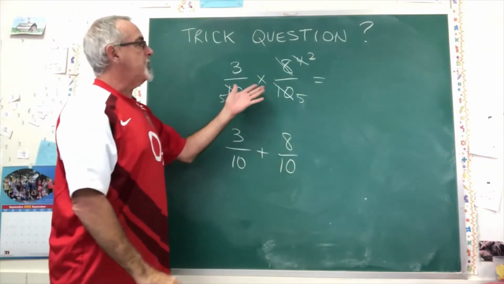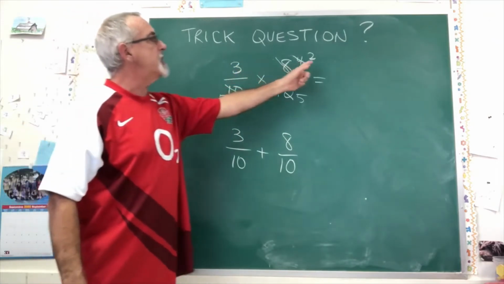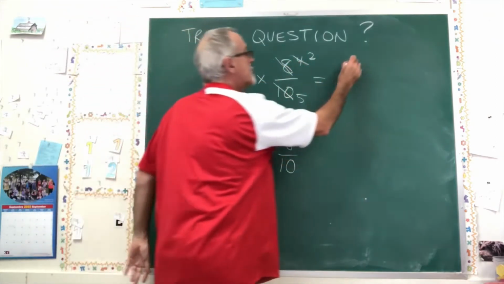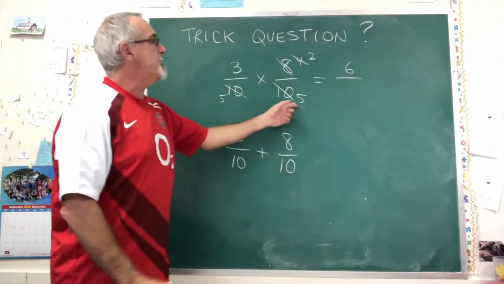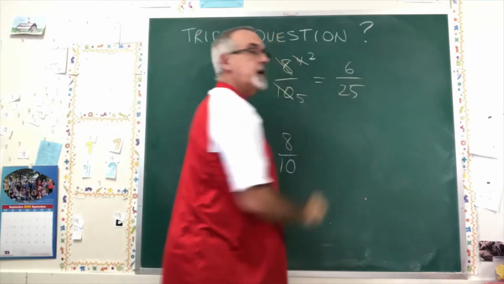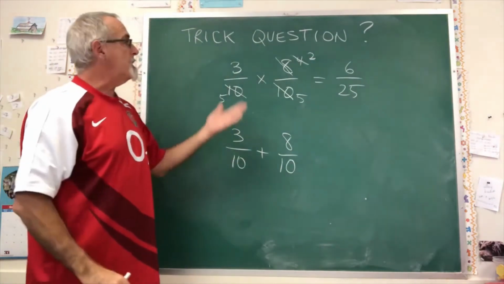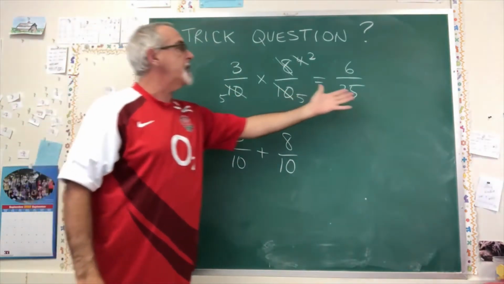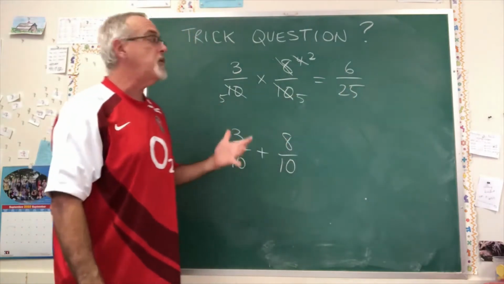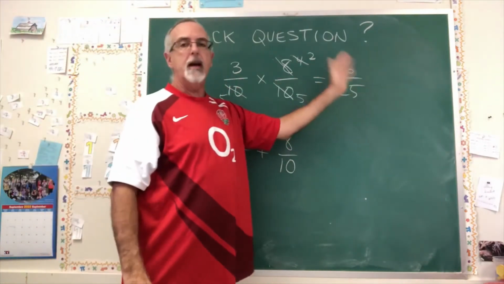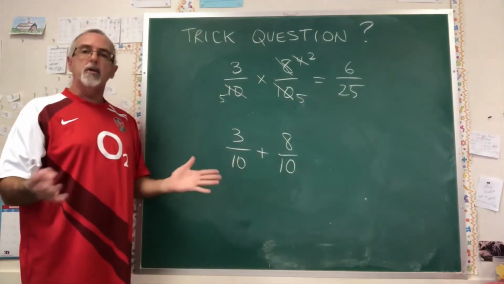Now I can multiply. I just have 3 times, all that's left over here is 2. 3 times 2 is 6. And 5 times 5 is 25. I have the right answer, and it's already simplified. So it's really a choice. Do I want to simplify by canceling first and get directly to the right answer after, or do I want to just directly multiply and then simplify after? Either way, you can do it right.